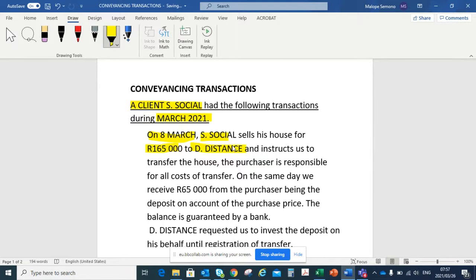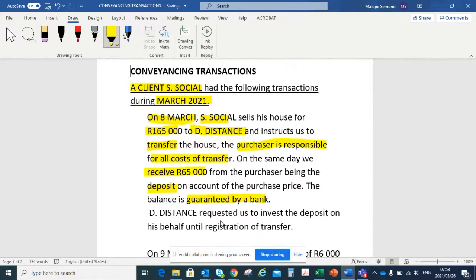So this means that at the moment we have two clients. We have S Social, who is selling the house, and D Distance, who instructed us to transfer the house between the seller and the buyer. The purchaser, D Distance, is going to be responsible for the cost of transfer. On the same day, we received 65,000 from D Distance, the purchaser, as a deposit for that particular house. Can you see now? And the remainder will be financed by the bank.